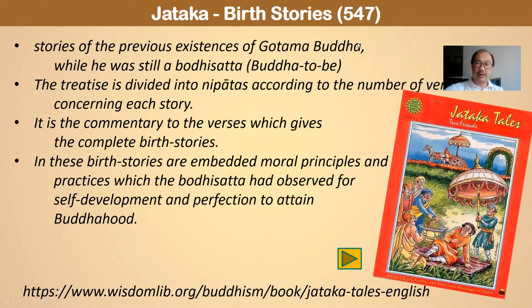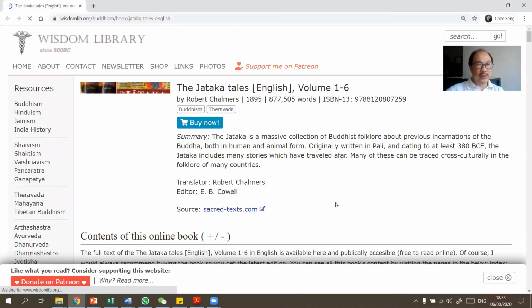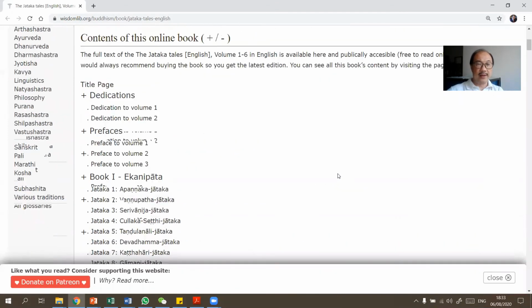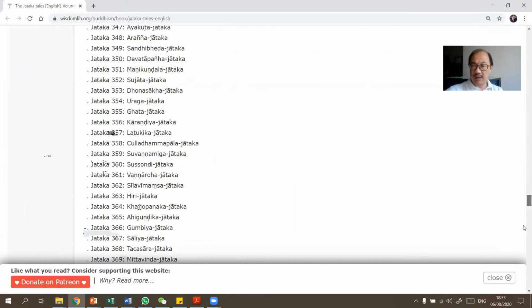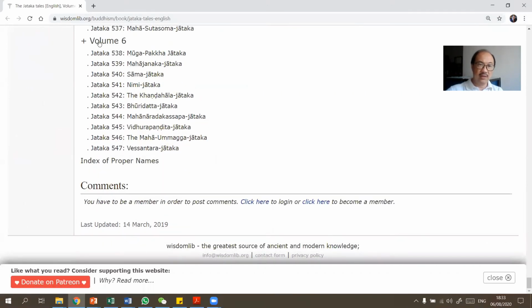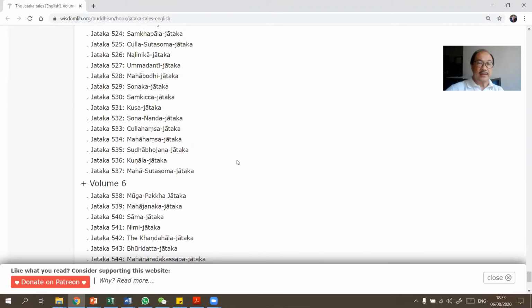Let's take a visit to the Wisdom Library website, www.wisdomlibrary.org, where they have one of the complete collections of Jataka in English. So let's go into the website. Yep, you have that, and here you can see all the Jataka. It's divided by book: Jataka 1, 2, 3, 4, 5. Let's go down to the last Jataka here. You can find a total of 6 volumes of Jataka, and a total of 547 Jatakas.